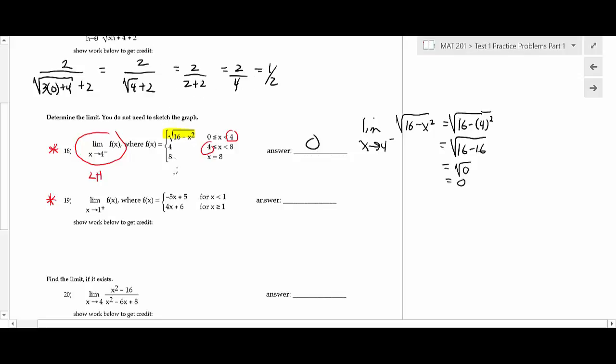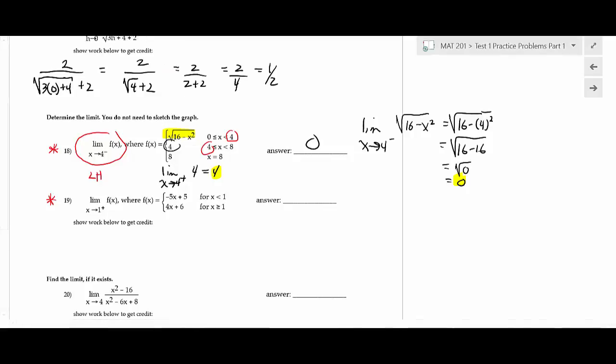If you were doing the right-hand limit, and I'll just add this on here, then you'd have to plug into this piece, because if you're to the right of 4, you're on this function, so that would be equal to 4. Now the two-sided limit wouldn't exist, because notice the left-hand limit is 0 and the right-hand limit is 4, so the two-sided limit would not exist. So pay attention to the piecewise function, and then you can determine the limit that way.